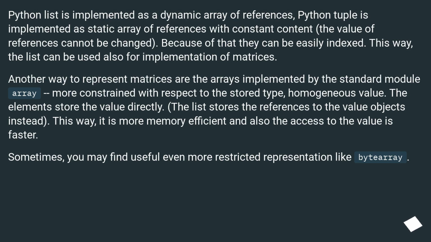Another way to represent matrices are the arrays implemented by the standard module array, more constrained with respect to the stored type, homogeneous value. The elements store the value directly. The list stores the references to the value objects instead. This way, it is more memory efficient and also the access to the value is faster. Sometimes, you may find useful even more restricted representation like byte array.